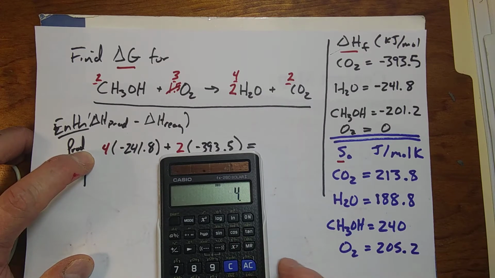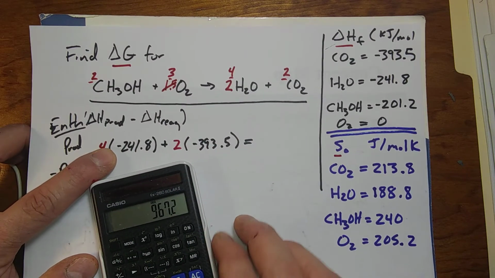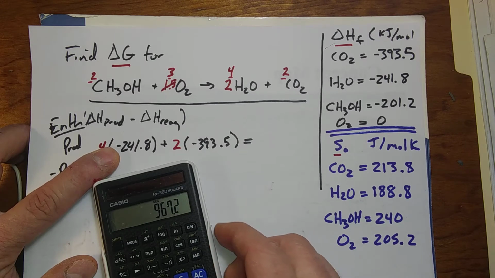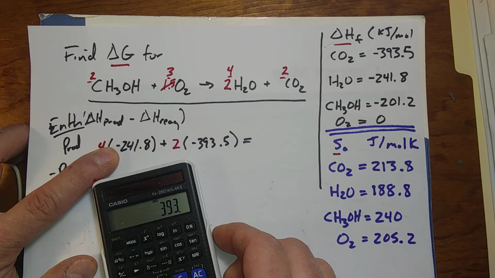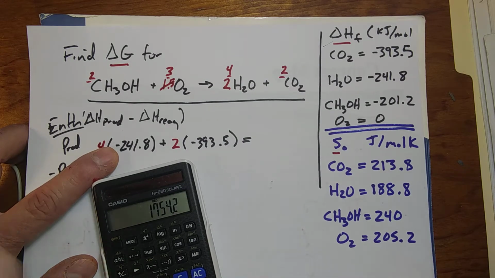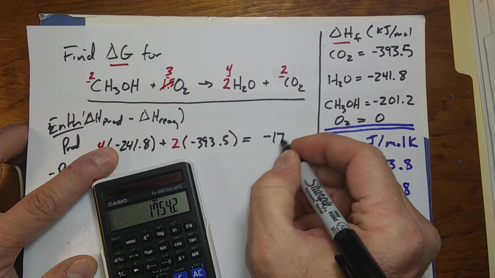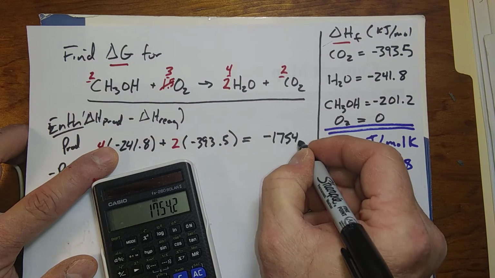And I would highly, highly recommend, if you really want to get good at these types of problems, that you practice them by doing the work. So this gives us, and I'll change it to a negative sign, 967.2, and I'm going to add to that. So I get an overall of negative 1754.2.